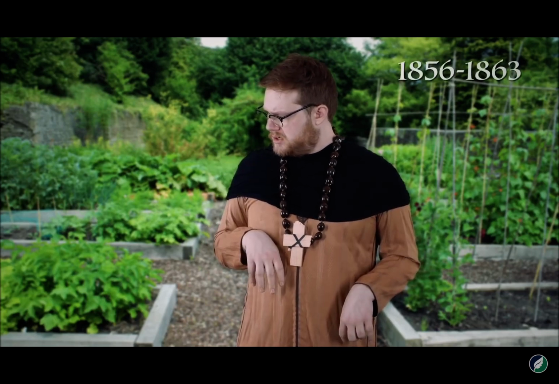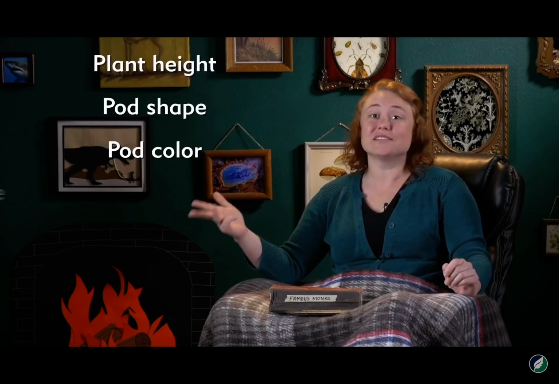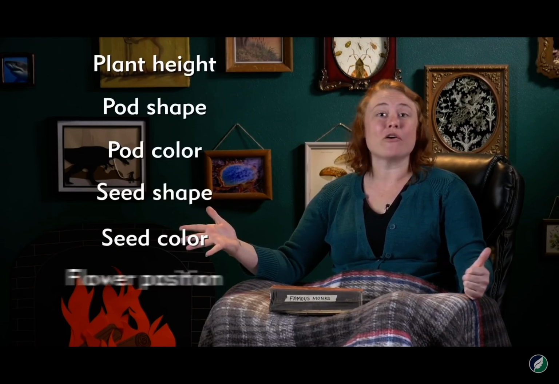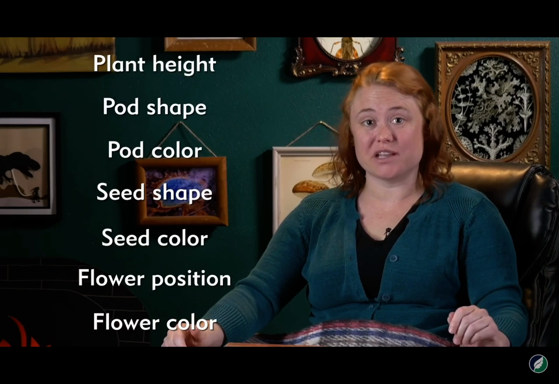From 1856 to 1863, he crossed tens of thousands of pea plants with different physical characteristics to track these traits throughout several generations. The physical characteristics of pea plants he worked with were plant height, pod color, seed color, flower position, and flower color. By crossing plants with combinations of these traits, Mendel noticed certain mathematical patterns in the offspring.